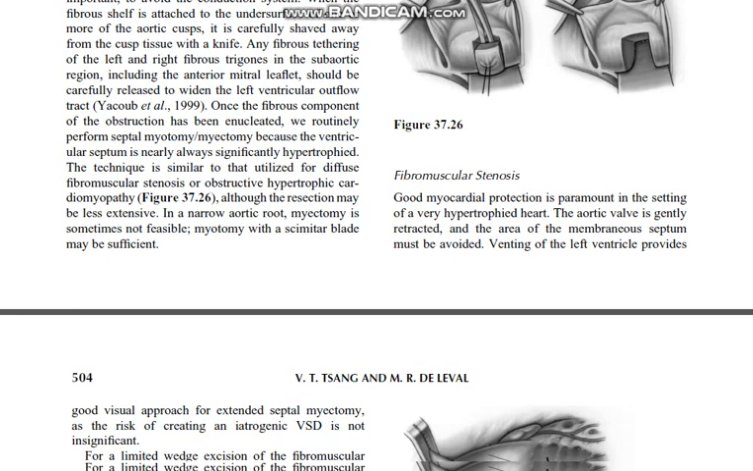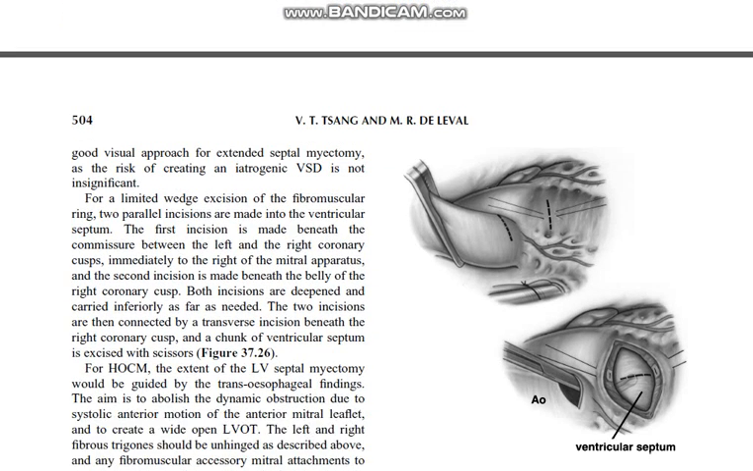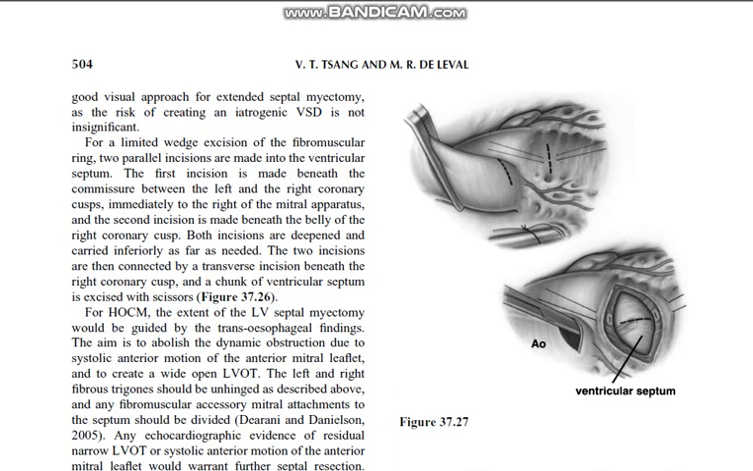Venting of the left ventricle provides good visual approach for extended septal myectomy, as the risk of creating an iatrogenic VSD is not insignificant. For a limited wedge excision of the fibromuscular ring, two parallel incisions are made into the ventricular septum. The first incision is made beneath the commissure between the left and the right coronary cusp, immediately to the right of the mitral apparatus, and the second incision is made beneath the belly of the right coronary cusp.